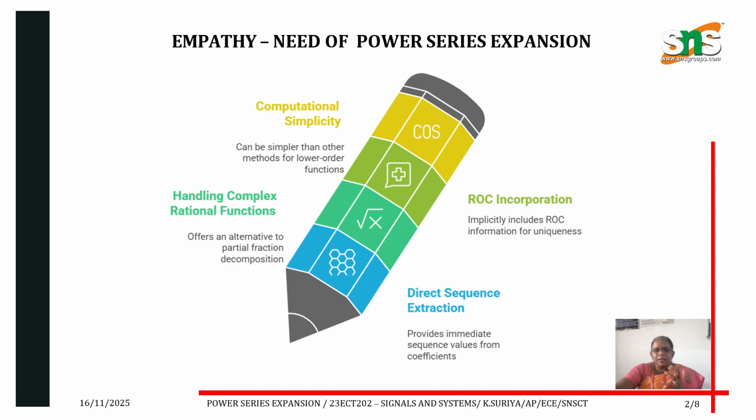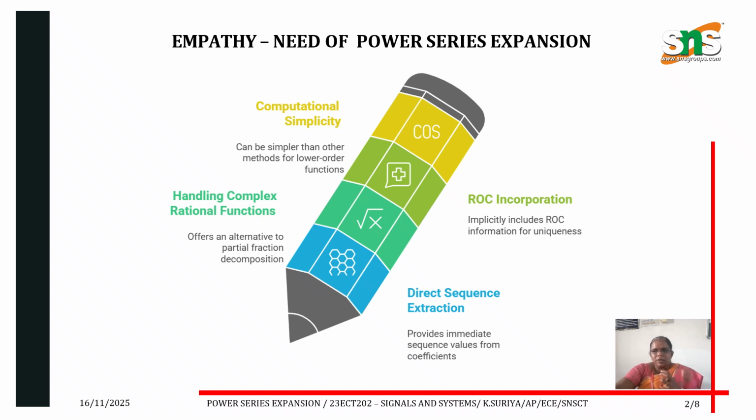By expanding x of z into a power series, the coefficient of each z power minus n term immediately gives the value of x of n. This is a straightforward and intuitive way to obtain the time domain representation. Next one is it's easy to handle complex rational functions.